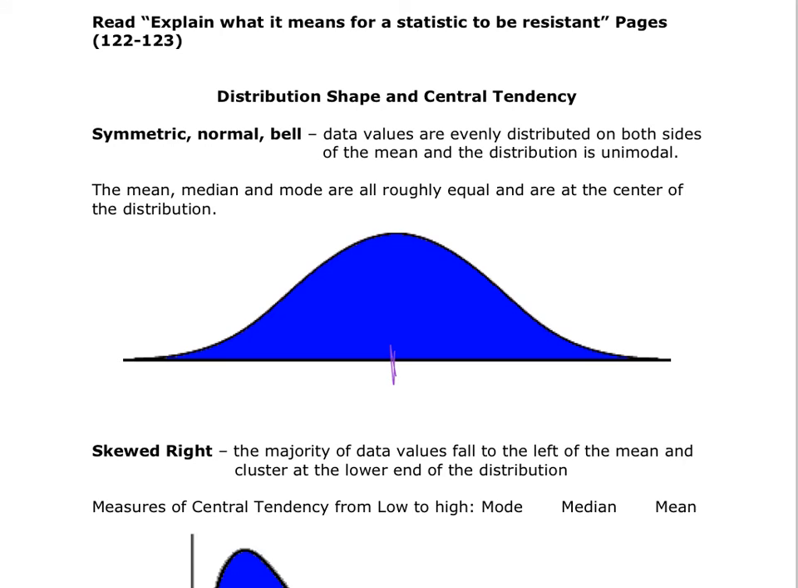Okay, so if we look at this curve, mode is what occurs the most, so it happens where the peak is. Median is in the middle. So the middle of my data is where the median occurs. And it also happens that my mean is roughly in that same place. So for a normal bell-shaped distribution, my mean, median, and mode are all roughly the same and located at the center of the distribution.